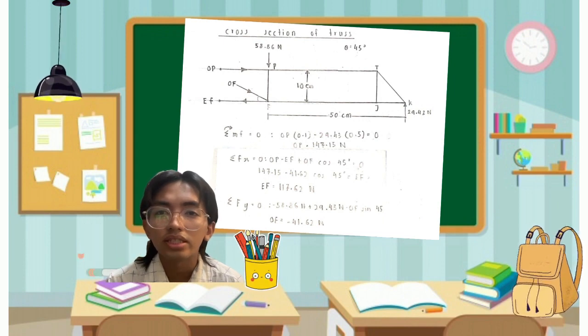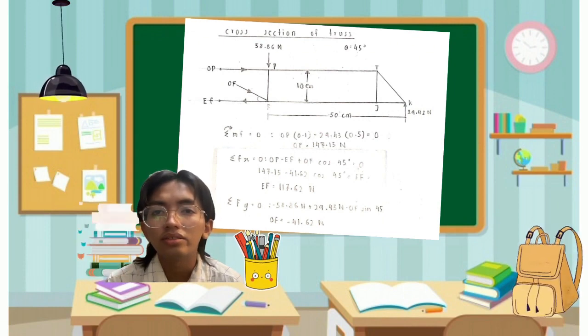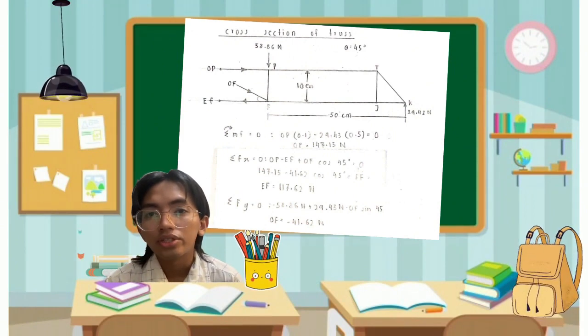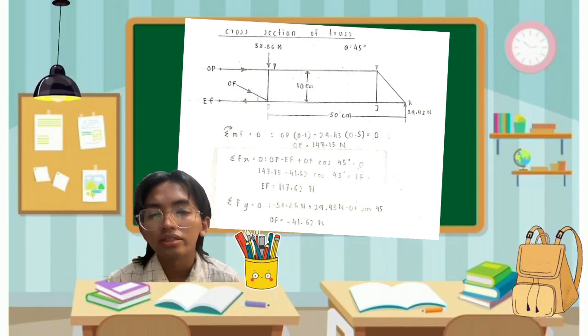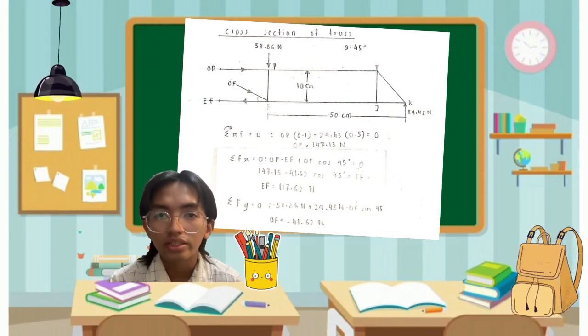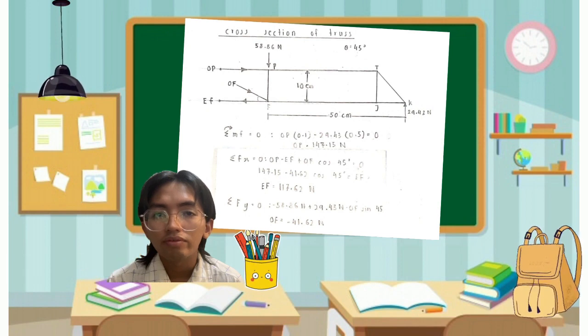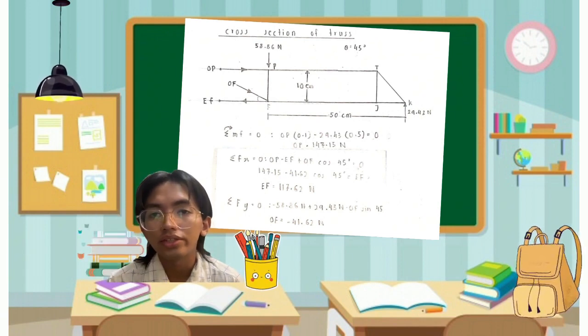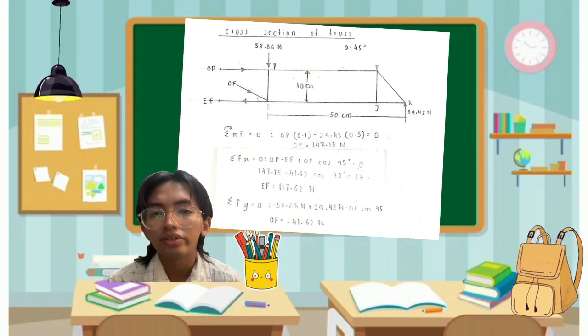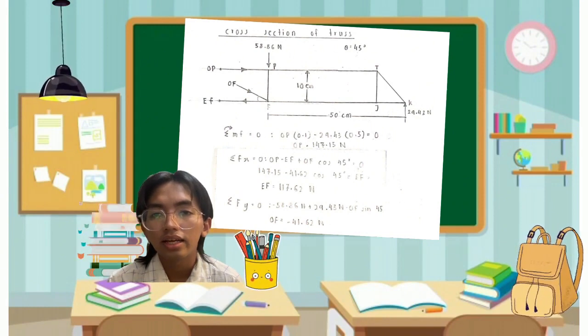After that, we started calculating using the idea of balancing force and analyzing moments. Based on the preceding computation, we derived the force OP at 147.15 Newton, EF at 117.62 Newton, both in tension, and OF at negative 41.62 Newton or compression. Additionally, truss PF has exhibited a tension force of 58.86 Newton, aligning with the applied load.